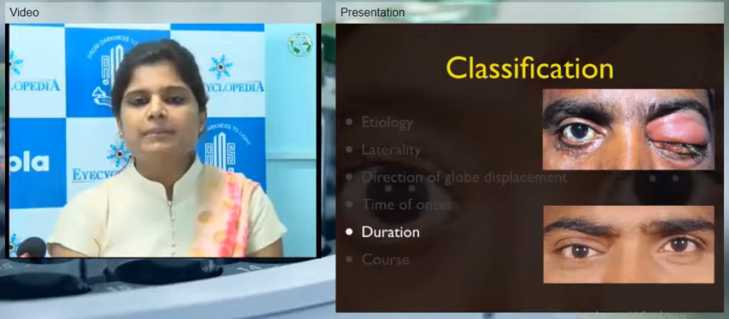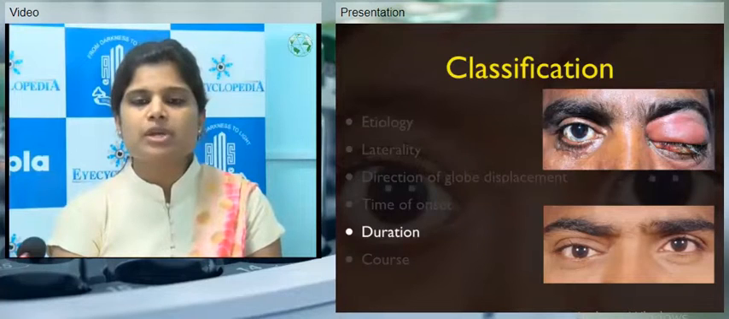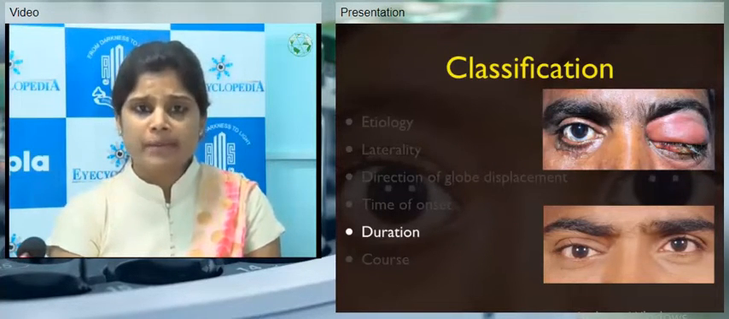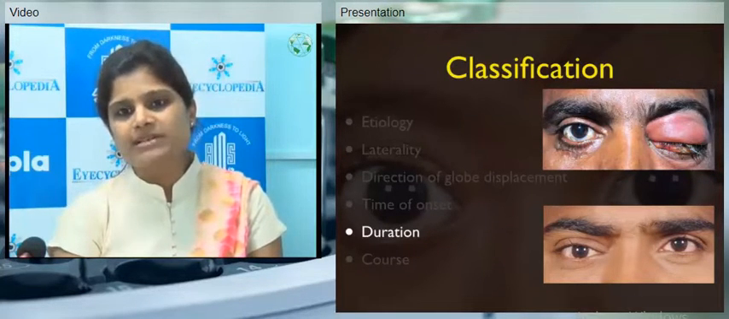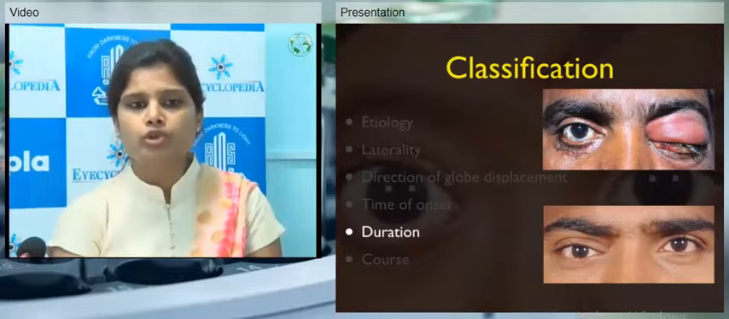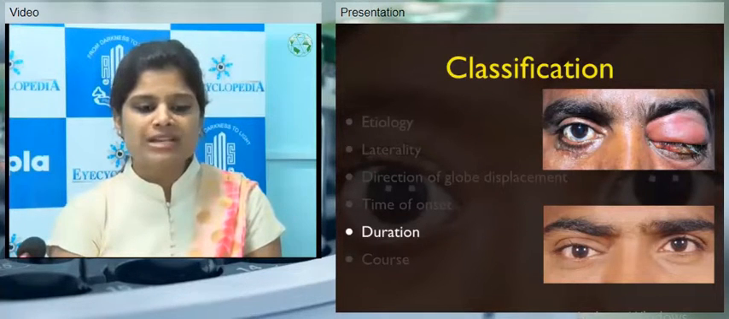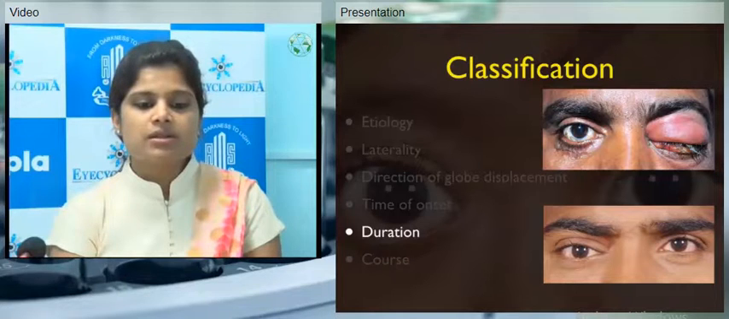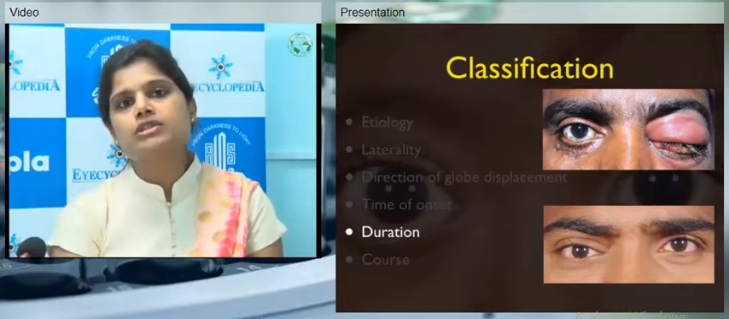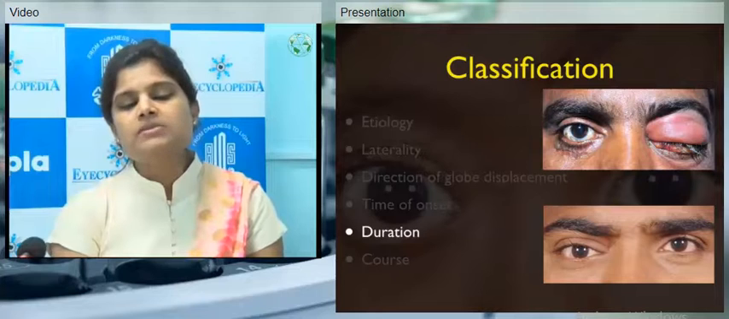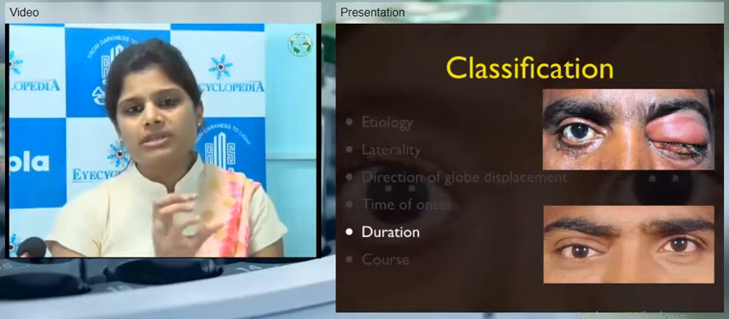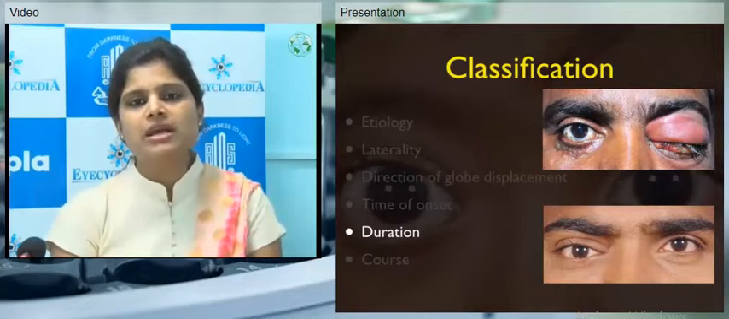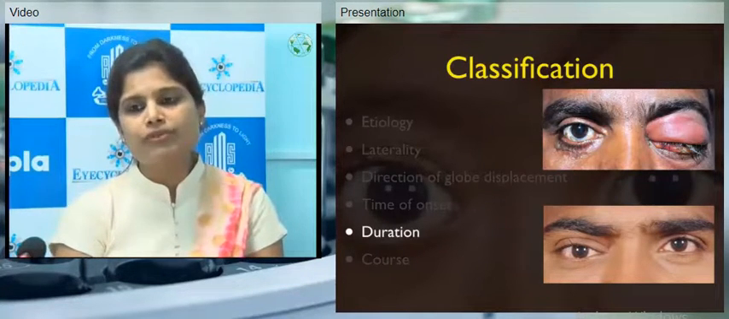Trauma can cause sudden onset of proptosis if there is retrobulbar hemorrhage, which is one common cause, or it can be trauma-induced orbital cellulitis, where there is a component of both trauma and infection. These are the two common causes where there is sudden onset of proptosis. Sometimes the patient can give you a history of gradual proptosis, but suddenly it has increased over a few days.